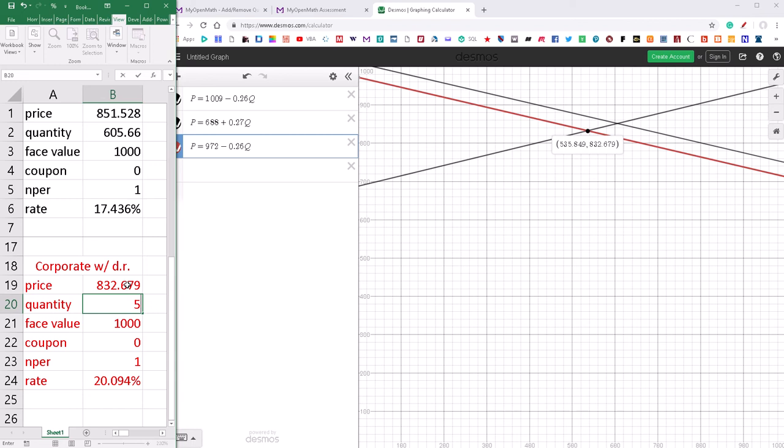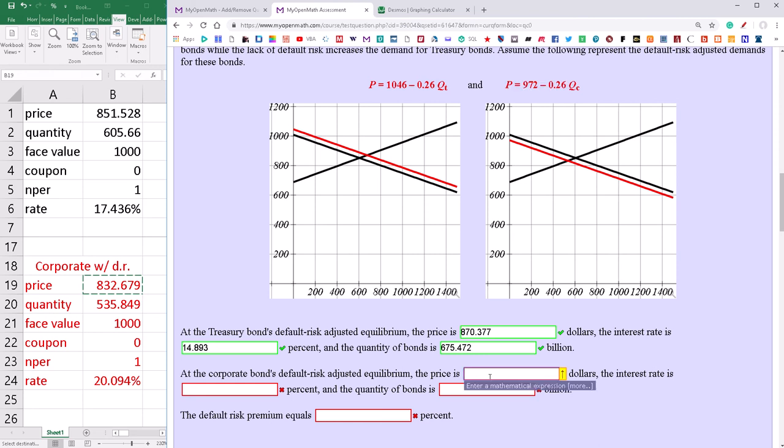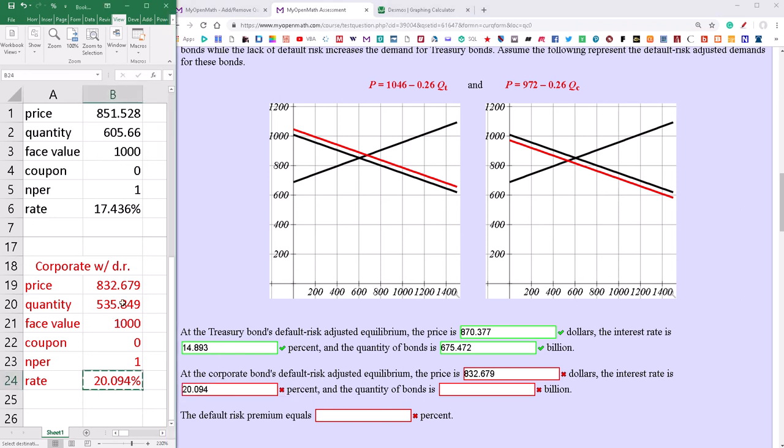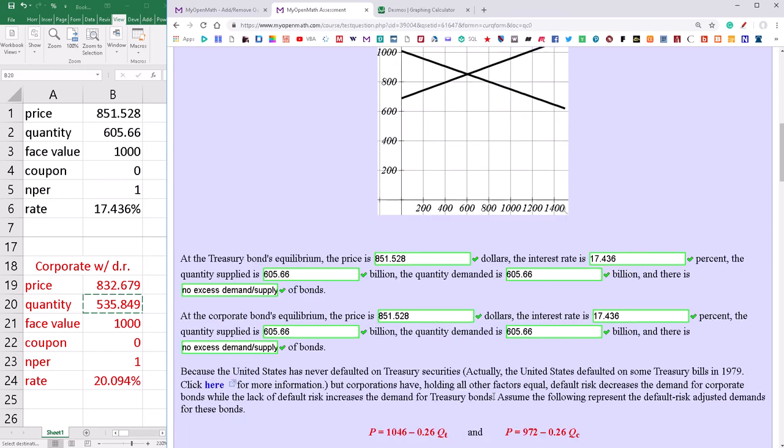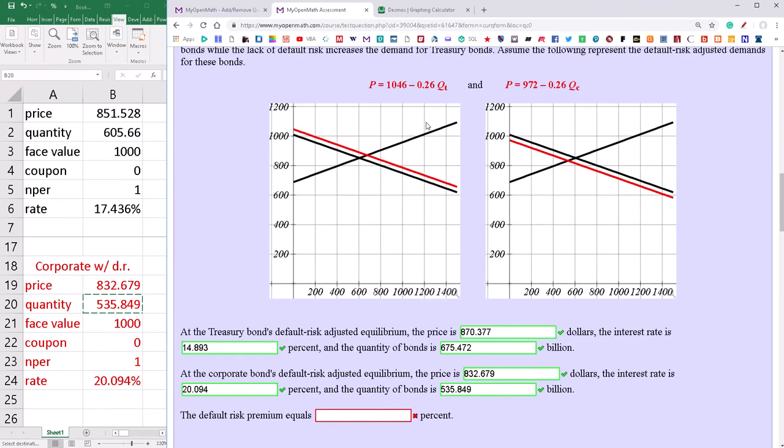And then the quantity in this market is 535.849. And the rate went up to, plug in that information, the rate went up to 20.94%. So let's grab the price. So the price got bid down a little bit. That resulted in a higher yield to maturity. Higher interest rate, and fewer people left, right? People left this market, right? Okay, now let's go ahead and label it.